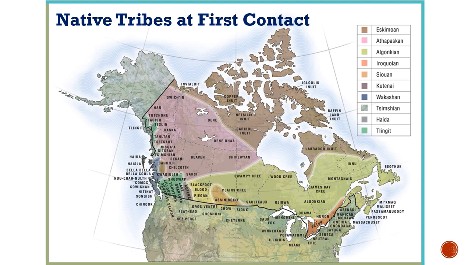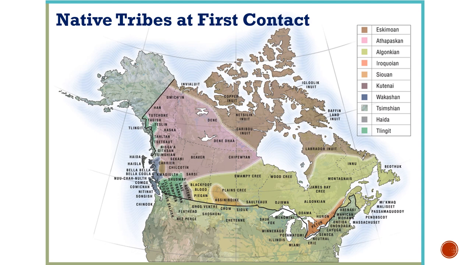So here you see a map, which is somewhat of an oversimplification, which shows you the variety of different tribes and languages that existed in what is now Canada prior to first contact. This map shows you predominantly the major tribes, but again, it's a simplification. There are many more tribes than just this. And the language groups. What I mean by language group is that everyone in a given area, say one color here, speaks related languages to one another.